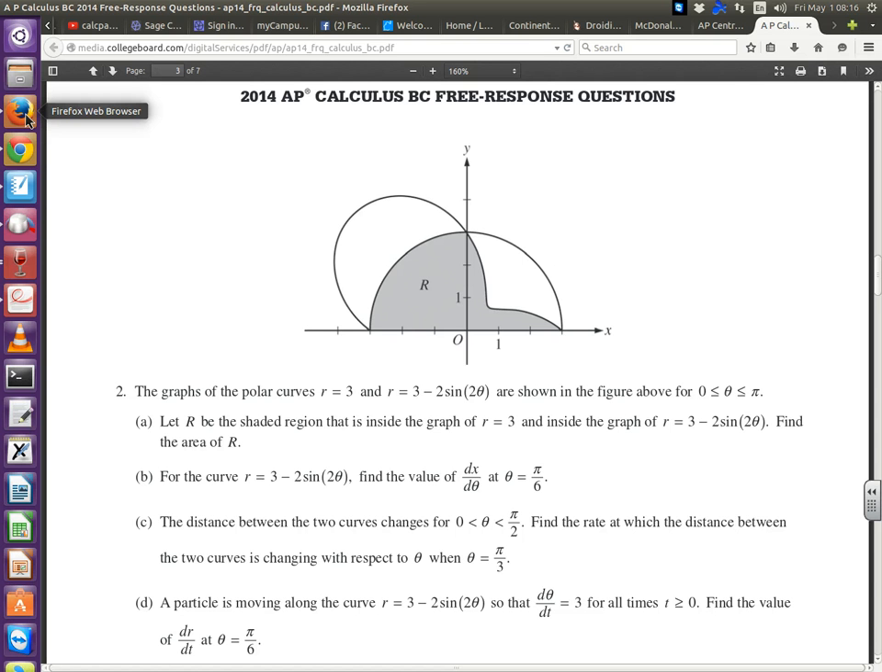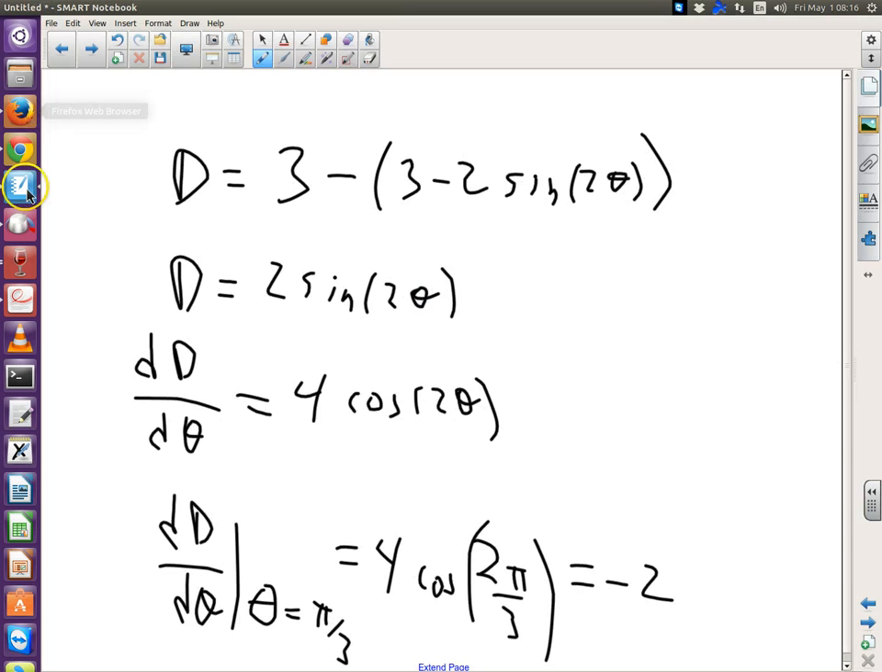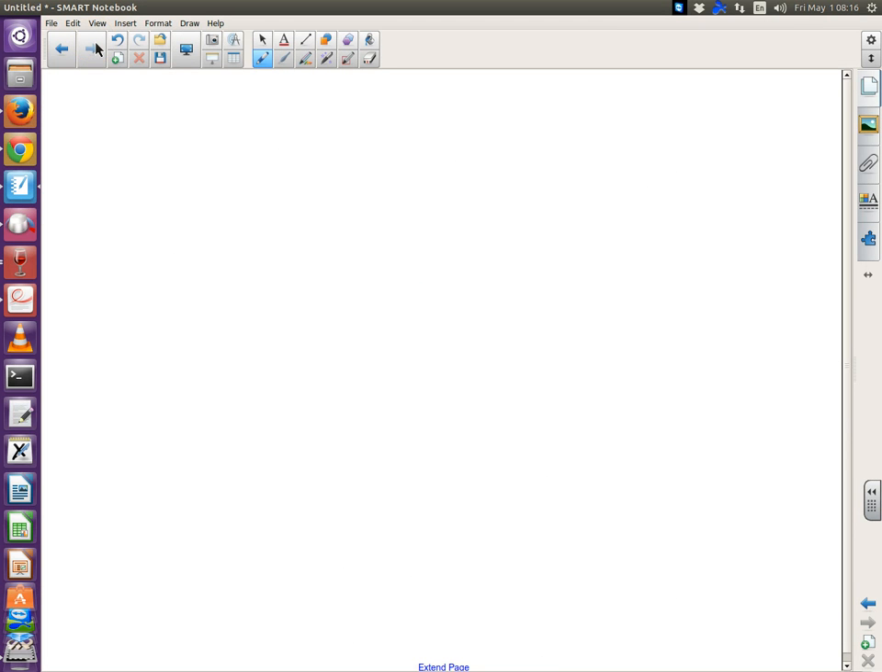So what do you do? There's a chain rule here. Do you see it? It's sort of like the parametric chain rule. So if you want dr/dt... And don't they give you in the question dθ/dt is a constant 3?